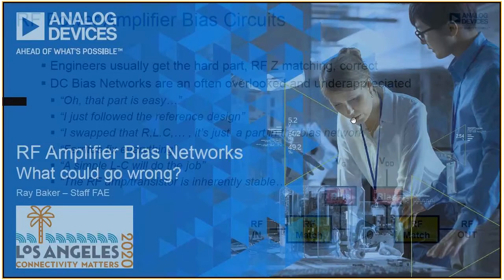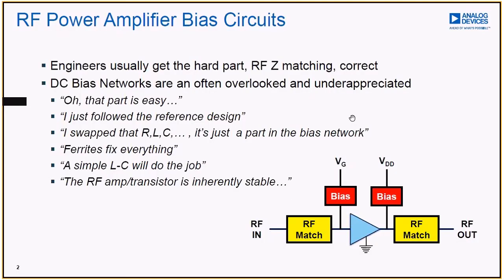The thing I've noticed over many years of helping RF customers is that we usually get the hard part right. We get the matching, we do all of the hard RF stuff, and then we so often corrupt a perfectly good design with a couple of shortcuts that we take on the bias networks. These are some of the expressions that I often hear as we're troubleshooting a bias network.